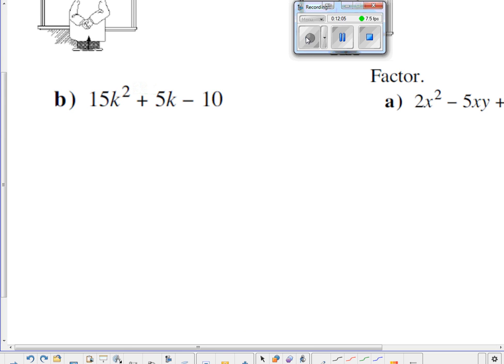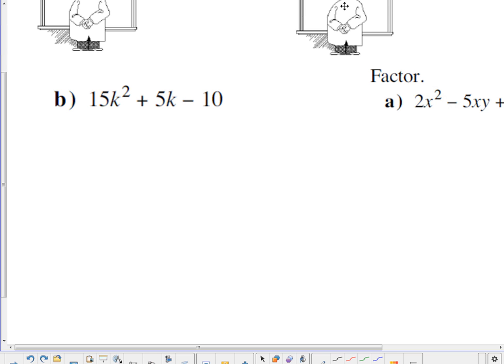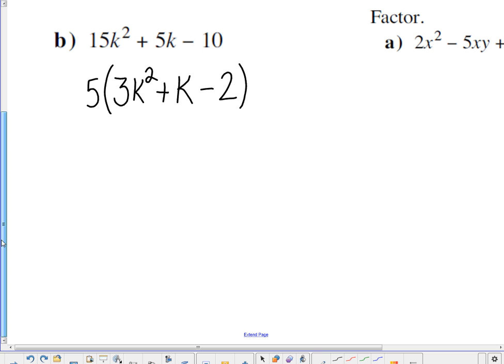So, factoring out the GCF, what's the GCF? 5. So we're left with 3k squared plus k minus 2. We divide each one by 5 to figure out what's left over on the inside. Now we're good to factor. Okay, it's a type 2 because there's 3 and 1 and 2 and 1. Yeah, our options are very limited, but it could be 1 or 2, 1 and 2 or 2 and 1. So you said 2 and 1?